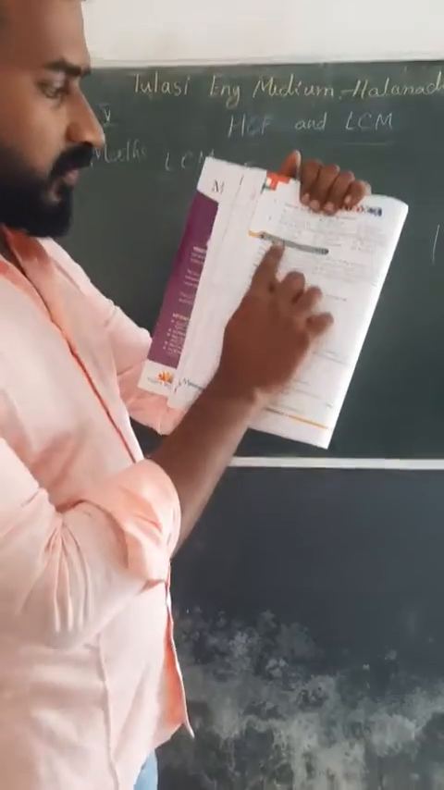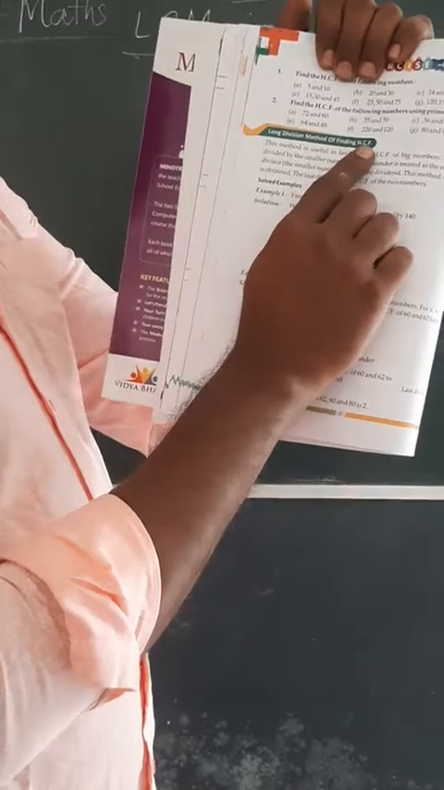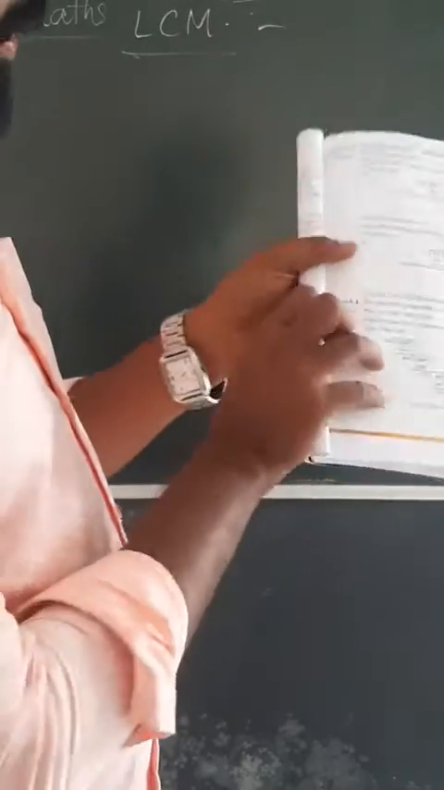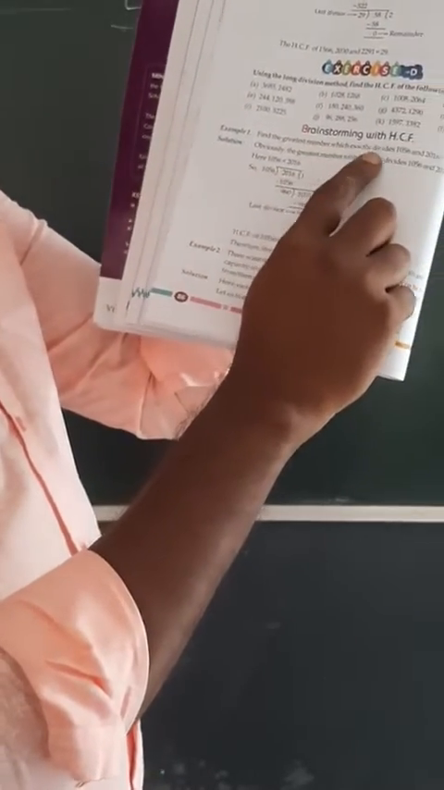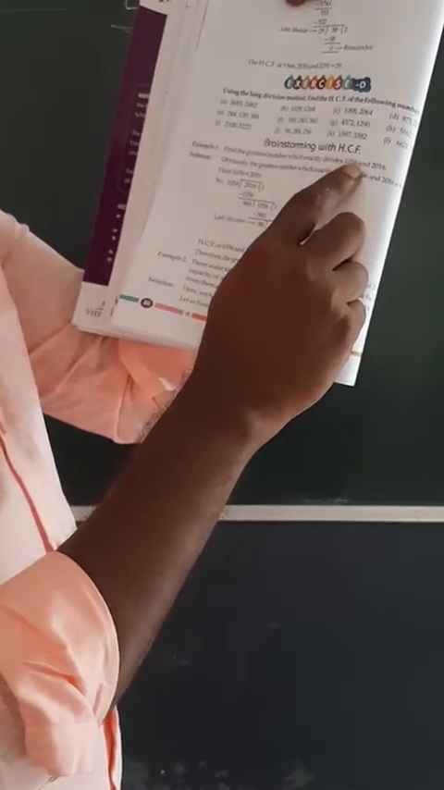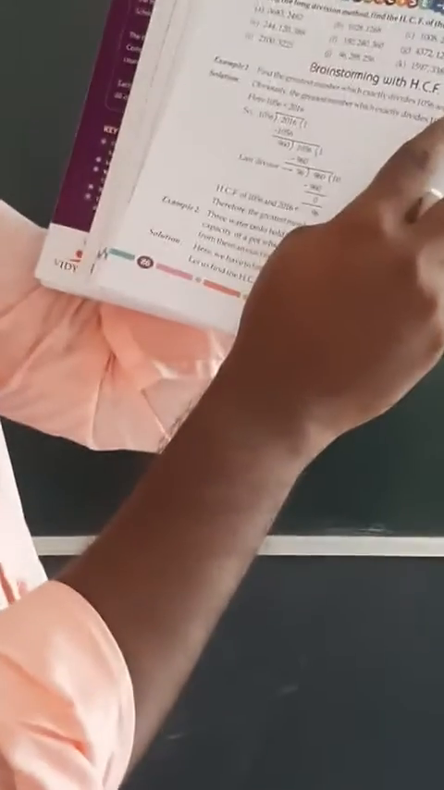In the last class, you have learned about the long division method of finding HCF. Now, the remaining part of HCF, brainstorming with HCF. Problems are stated like this: find the greatest number which exactly divides 1056 and 2016. You have to find the HCF of the given two numbers. The same method, but problems are like this.